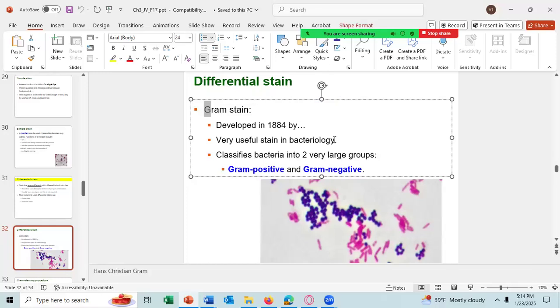The Gram stain proved to be a very useful stain in bacteriology. He initially developed it to differentiate between the patient's cells and the bacteria cells causing the infection. When he did it, the bacteria stained purple, and the patient's own cells stained pink. So it was differential the way he was using it, but when microbiologists used it, they found it classified bacteria into two very large groups: the gram-positive cells, which stain purple, and the gram-negative cells, which stain pink. And nearly all bacteria can be classified into these two groups.